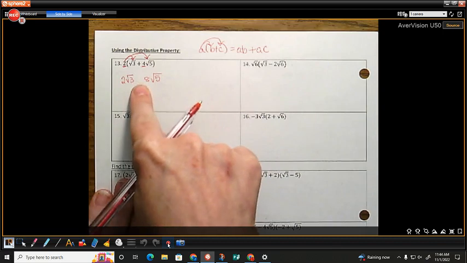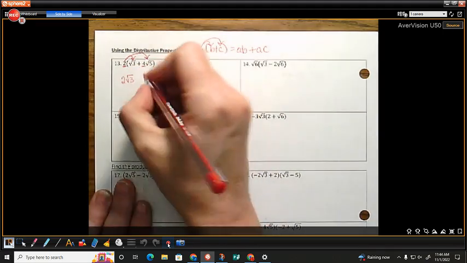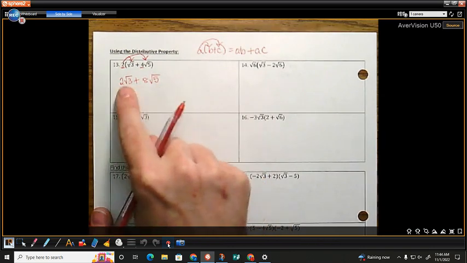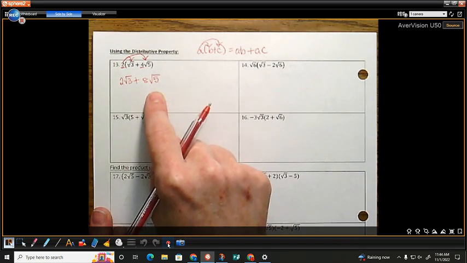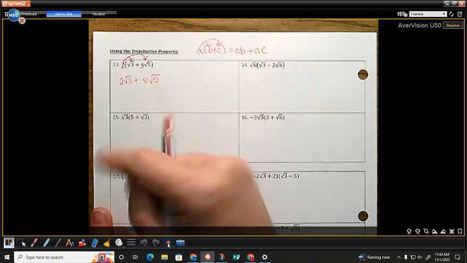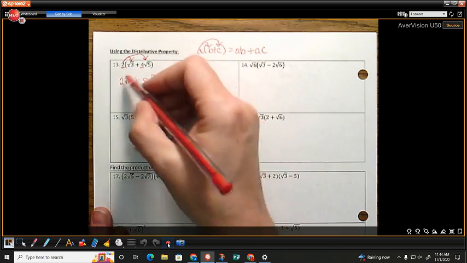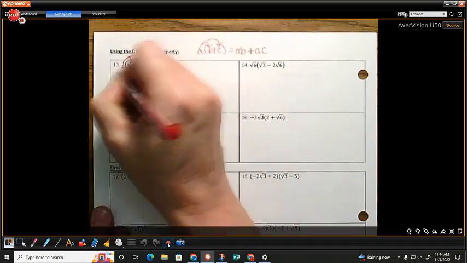What goes in between them? Plus, that plus sign that was already there. And then you ask yourself, can this be combined? No. Can any of them be simplified to get a like term? No, because 5 is prime, so it's not going to simplify. 3 is prime. So guess what? That's your answer.